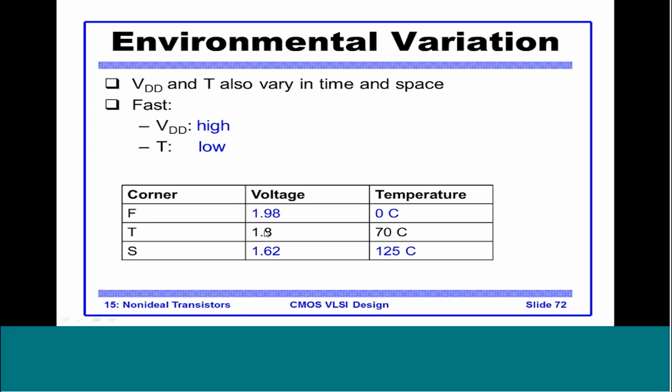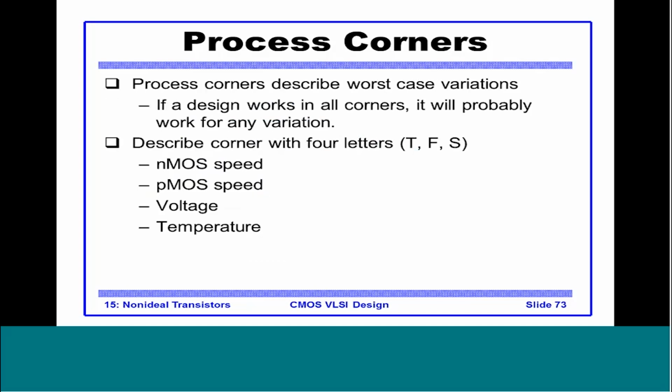Now let's say a particular device sees 0C, it will become a fast device. For example, if the voltage is higher and the temperature is lower, the chip will be faster. If the voltage is lower and the temperature is higher, the chip will be slower. So when we call these process corners, the process corners define the worst case operating conditions for a particular chip.